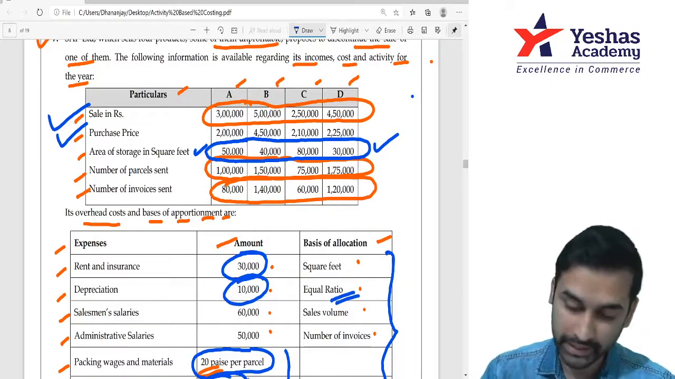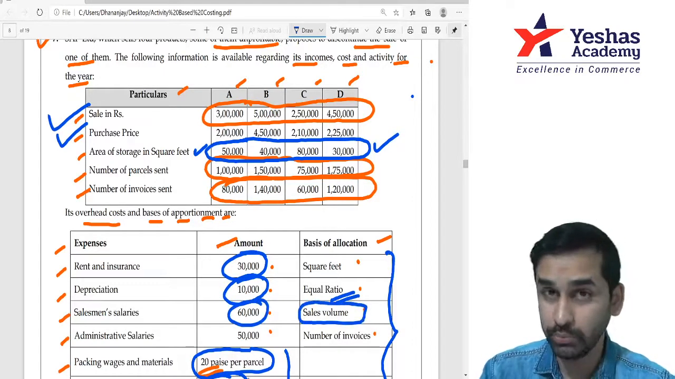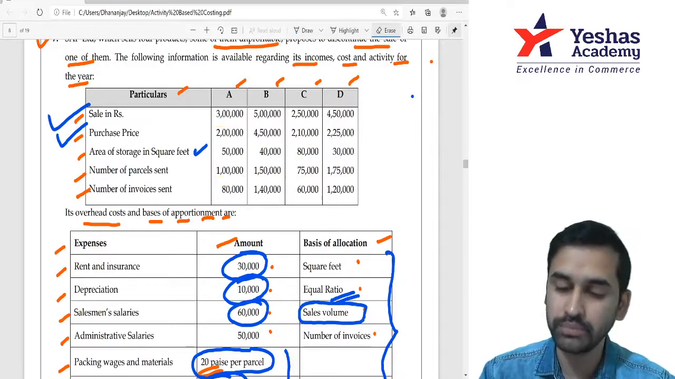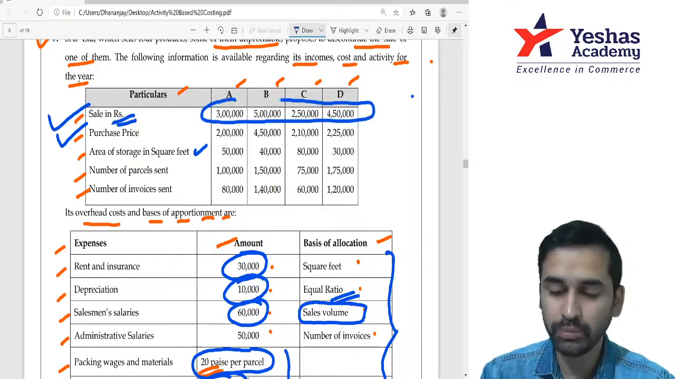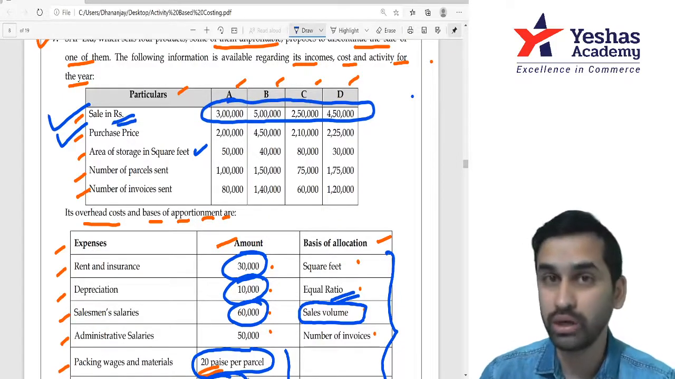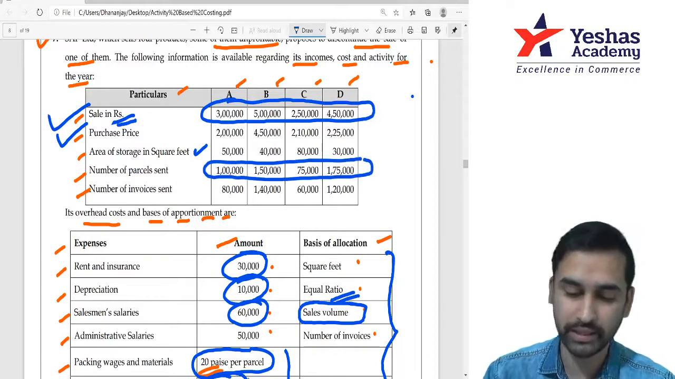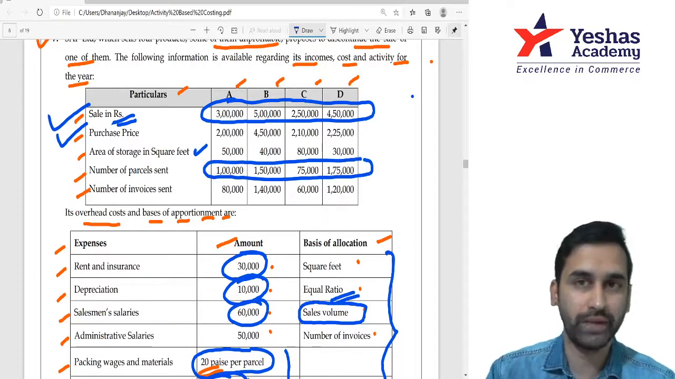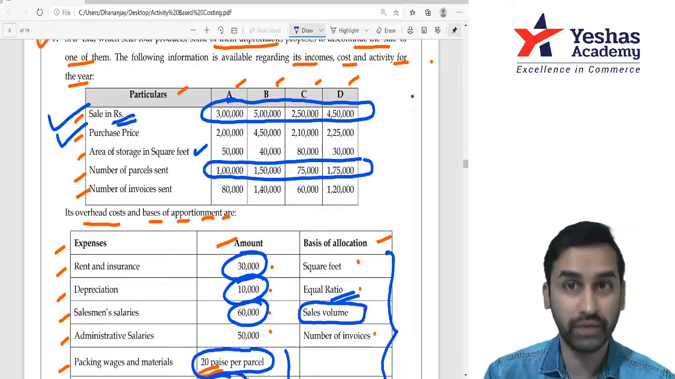Correct? Next, salesman salary, they are saying sales volume, but the problem is we don't have volume in the question. See here, this is sales in rupees. Volume means quantity. You need quantity. Now some students may say, sir, you can go by parcels sent. That's not correct, because in one parcel you may have 5 units. One parcel may be of only 1 unit, maybe even of 10 units.